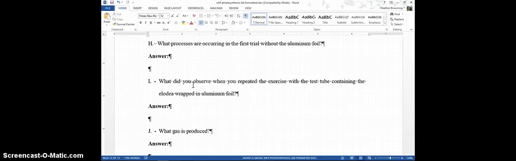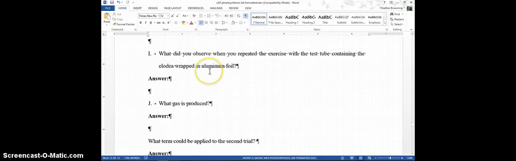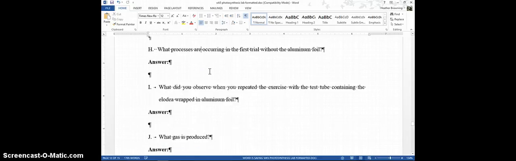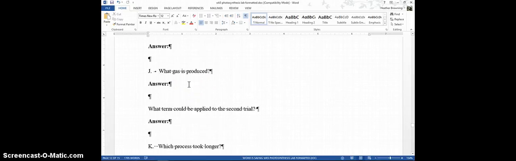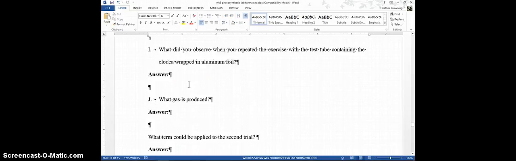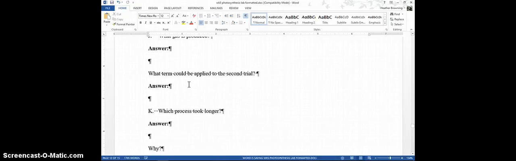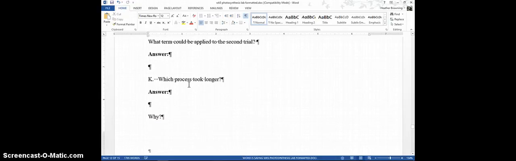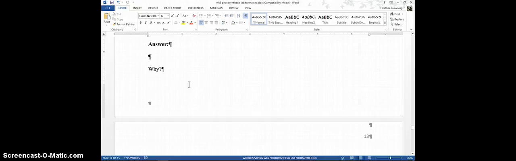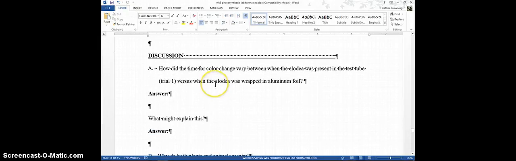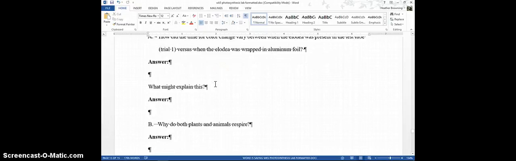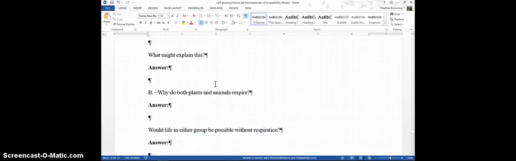And then what did you observe when you repeated it? Where'd it go? Yeah. Okay, when it's in tin foil now, what was the gas produced? What term could be applied to the second trial? Which process took longer? Why? And we're up to the discussion. How did the time change vary from aluminum foil to not aluminum foil? It should take longer with the aluminum foil. I will just tell you that.